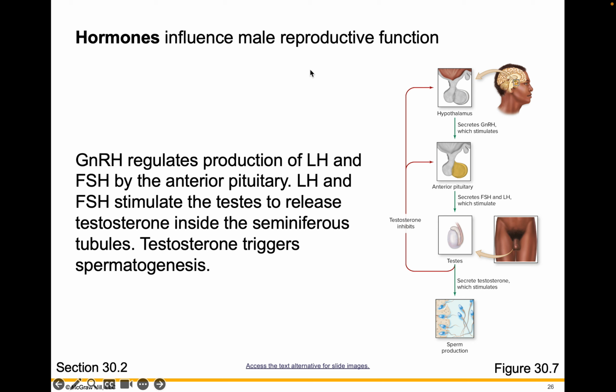Hormones influence male reproductive function. GnRH regulates production of LH and FSH by the anterior pituitary. LH is luteinizing hormone. FSH is follicular stimulating hormone. These 2 hormones stimulate the testes to release testosterone inside the seminiferous tubules. That testosterone is what triggers spermatogenesis.